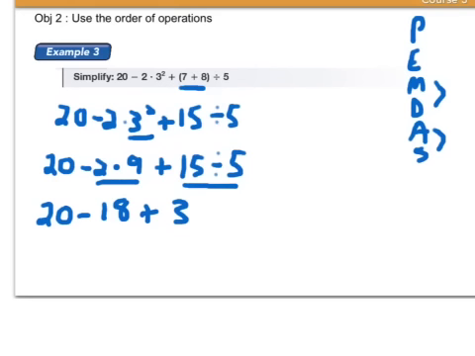Okay, now I've got addition and subtraction from left to right. So looking at the left first, I got 20 minus 18. So I'm going to do 20 minus 18 and get 2. And 2 plus 3 is 5. And there's my answer. Okay, now I want you to show your work like this. I want you to underline the step you're doing every time. So very first thing you're going to need to do is write down the problem as it looks. Underline what you're doing every single step and show all your steps all the way down until you get to your final answer. Okay, let's move to another example.